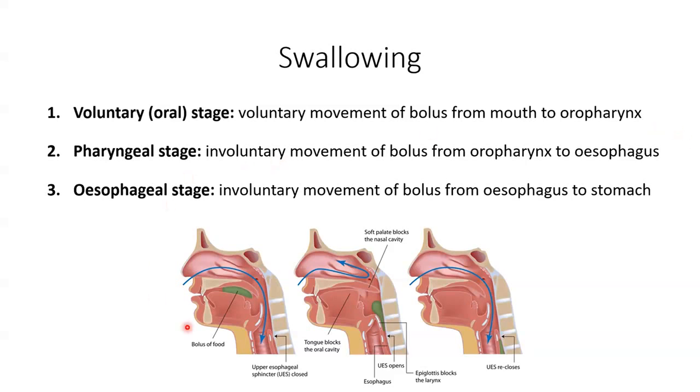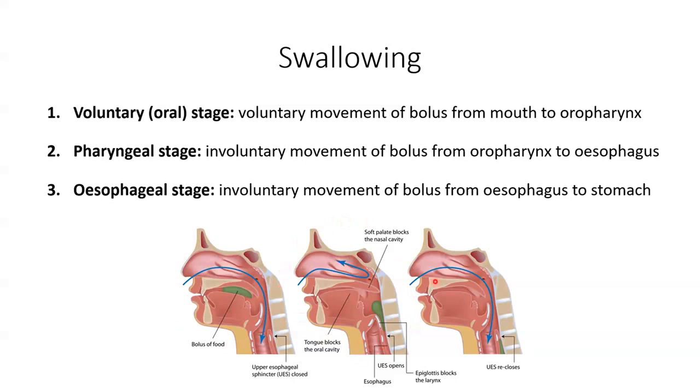If we look at that first stage, swallowing starts when the bolus of food is forced to the back of the mouth and into the oropharynx by the movement of the tongue. The tongue goes upward and backward against the hard palate, and that food is forced into the oropharynx. This stage of swallowing is considered voluntary because the movements are controlled by skeletal muscle. Our tongue is skeletal muscle, so it's under voluntary control.